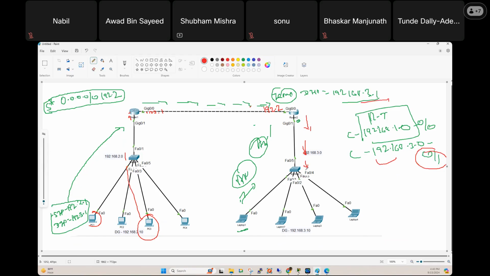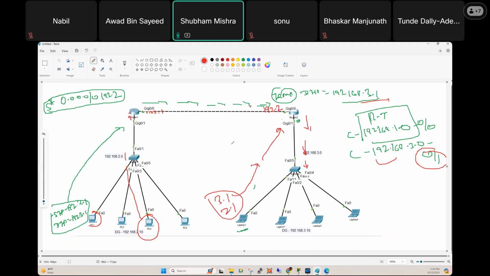Yes or no? Everyone, tell me. Yes. Finally, laptop number 1 receives the packet. What will laptop number 1 do? Laptop number 1 will generate the ICMP reply. In the ICMP reply, what is the source IP? 3.1. The destination will be 2.1. Yes or no? The packet is sent and reaches this router.